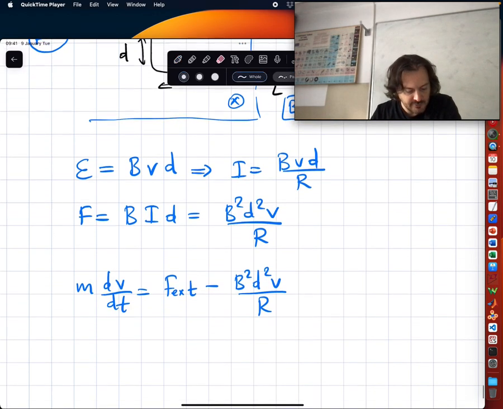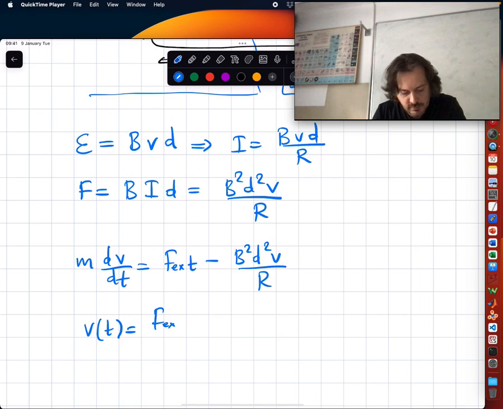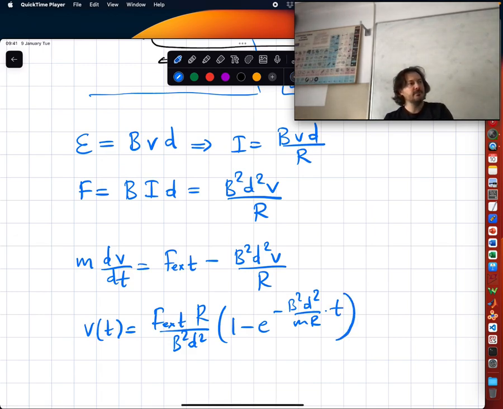Okay, I will write the end result because we have done this too many times. The end result is this. V of t is going to be F external times R over B squared D squared, times 1 minus e to the minus B squared D squared over MR times T. All right? Any questions?